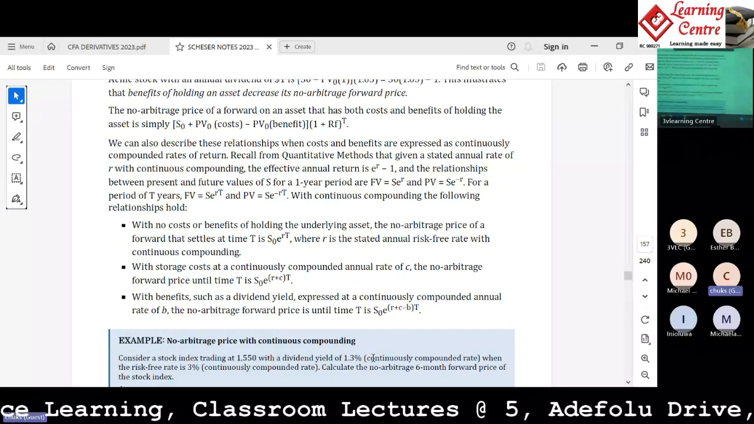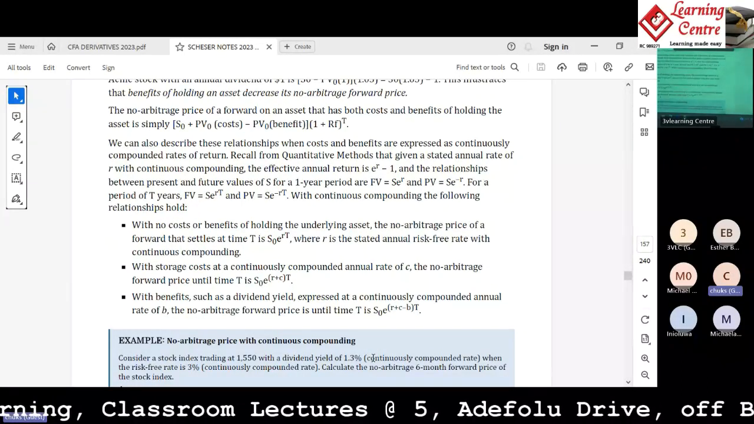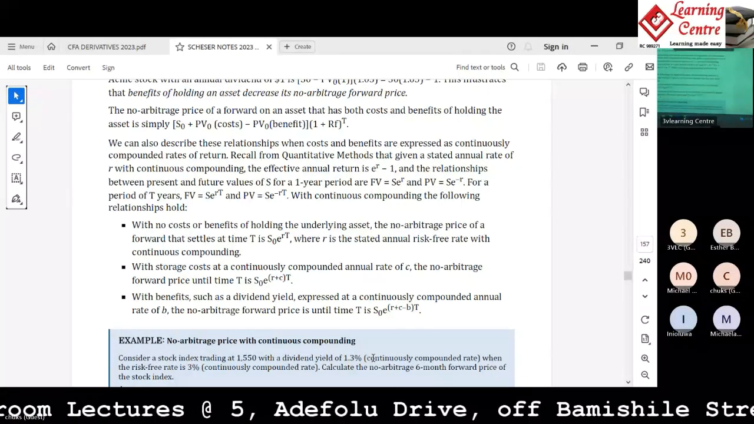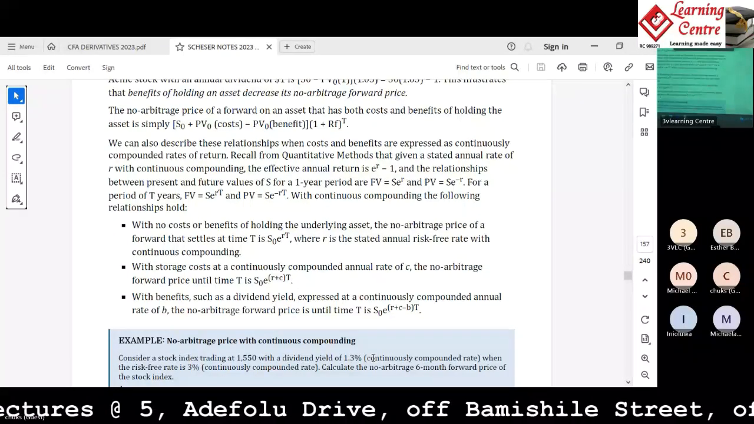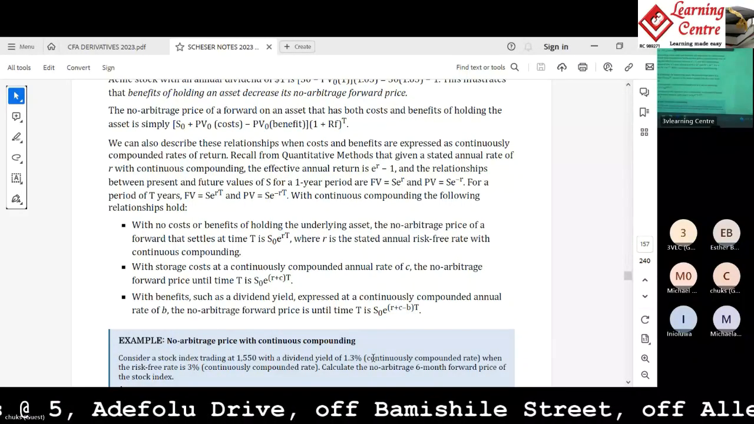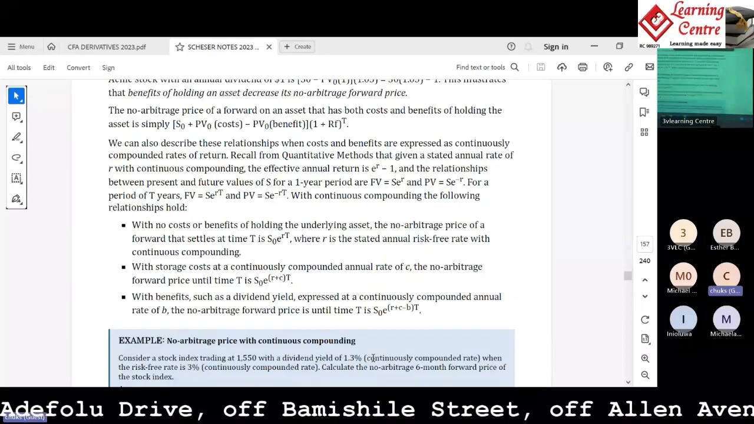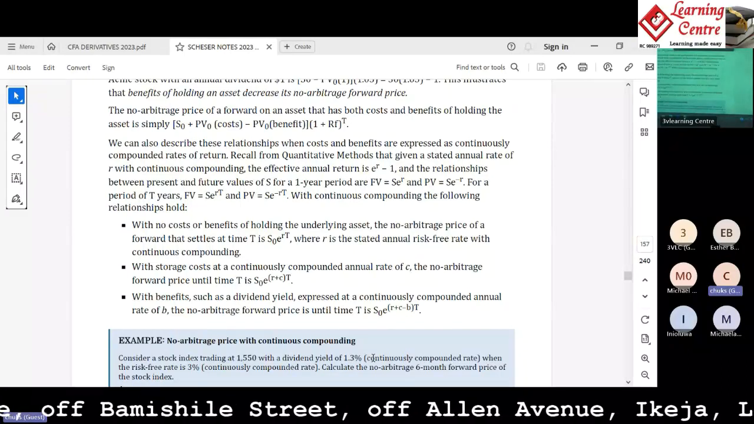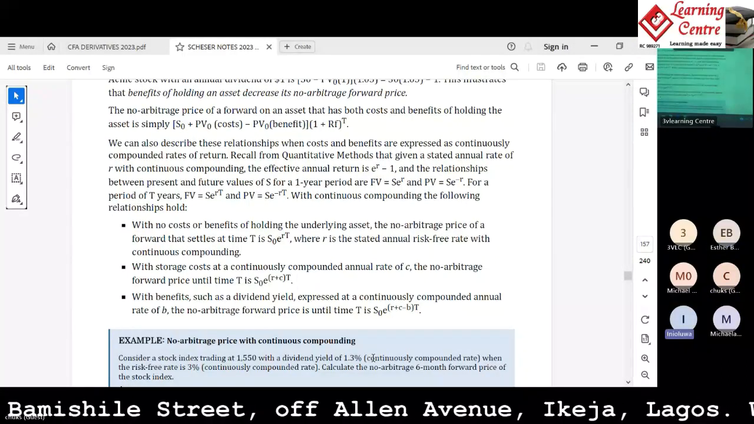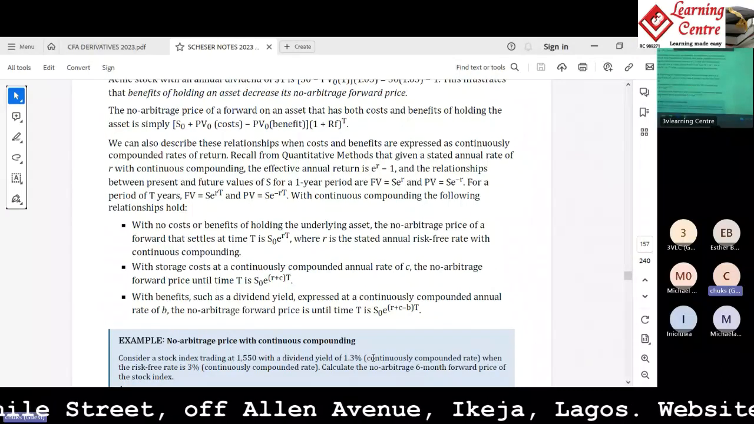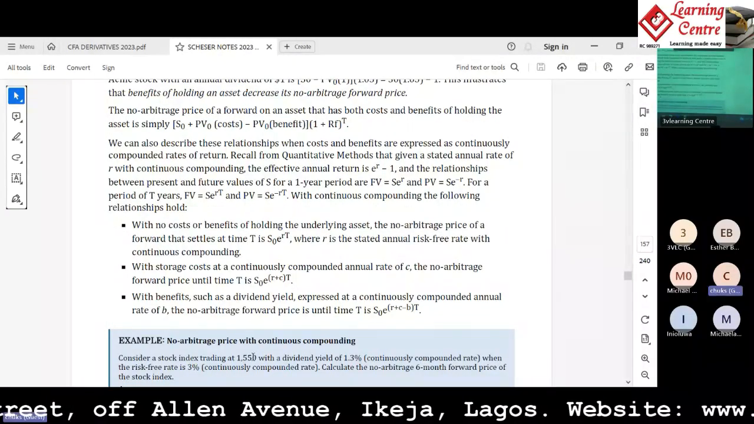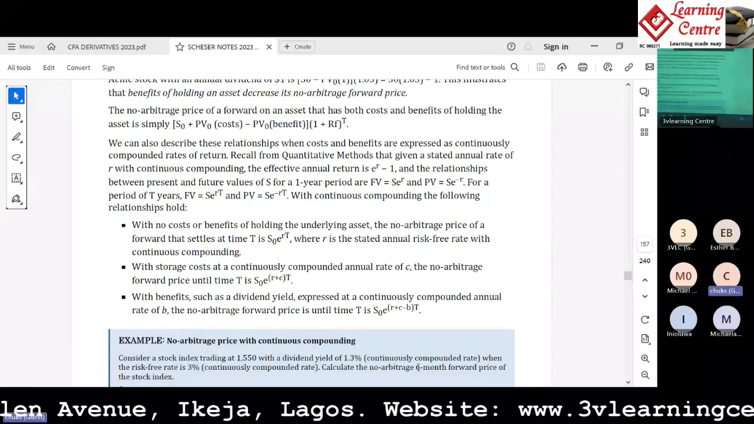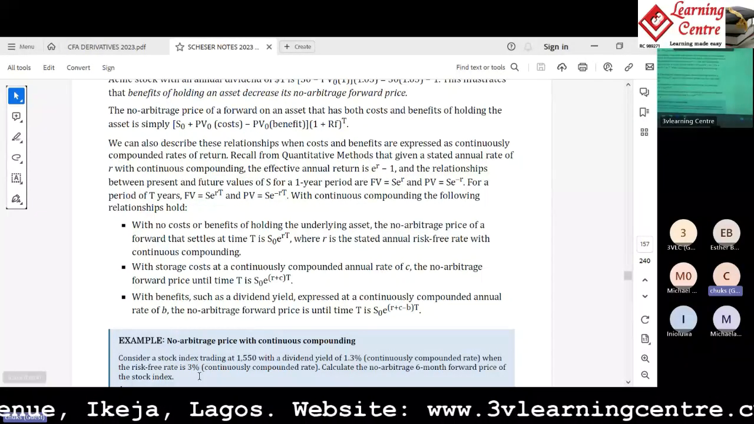So the first question I'll ask you is, dividend yield, is it a benefit or a cost? Benefits. Good. As a benefit, is it reducing the forward price or increasing the forward price? Reducing. Reducing. Okay, very good. So we have a dividend yield here. When the risk-free rate is 3%, continuously compounded, calculate the no arbitrage 6-month forward price of the stock index.